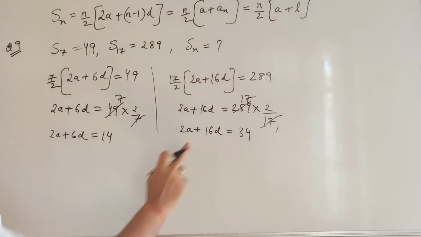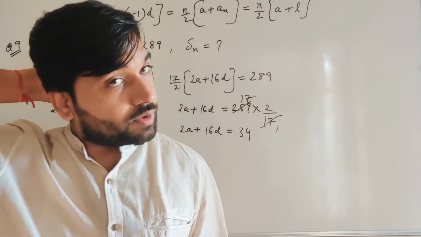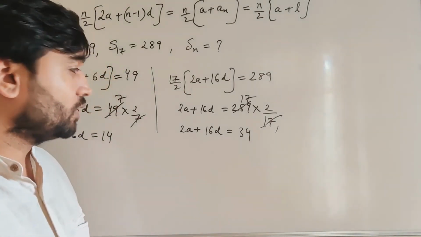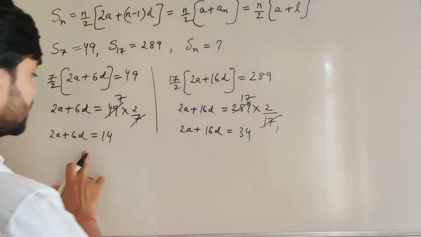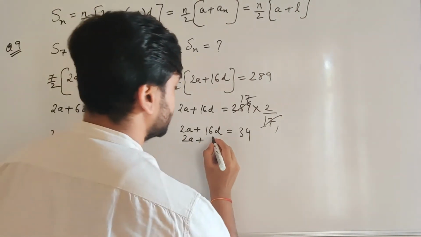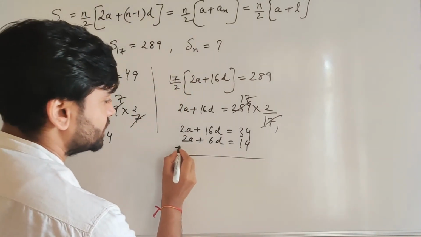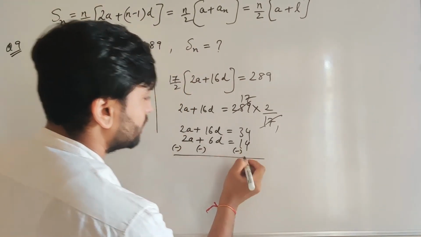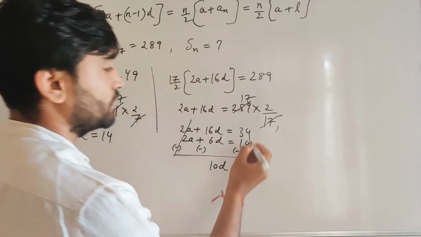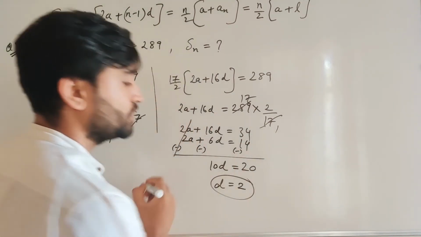So these are your two equations. These two equations we need to solve using any of the elimination, substitution or cross multiplication methods. So let us solve this by elimination method. This equation I'll write down here, 2a plus 6d equals 14, and I'll subtract them. So when I subtract, I should change the signs here. So this 2a cancels. 16d minus 6d gives you 10d is equal to 34 minus 14 gives you 20. So d value we get as 2.